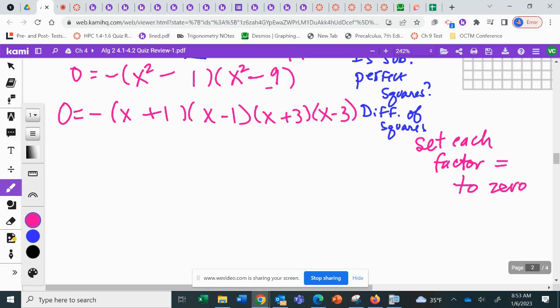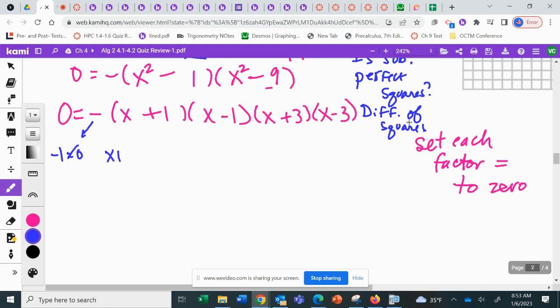Okay, sorry. Set each factor to 0. So I'm going to go through, do I need to set -1 to 0? Is that going to give me what x equals? And that's what I'm trying to find. No. So that you don't need to do.